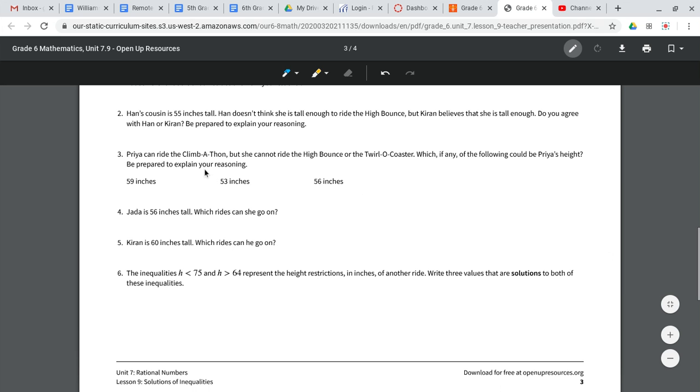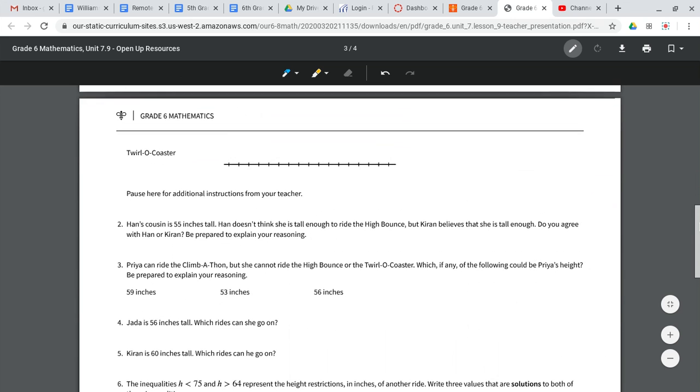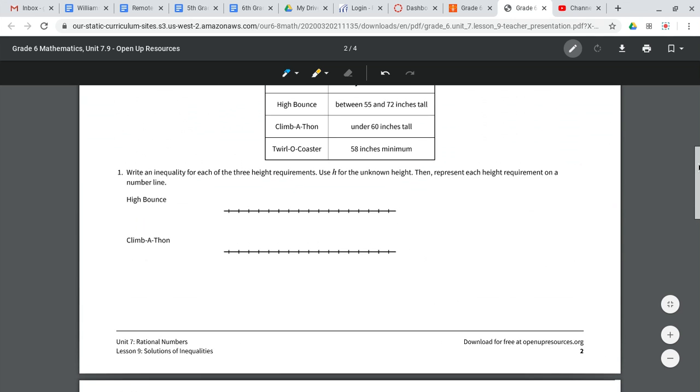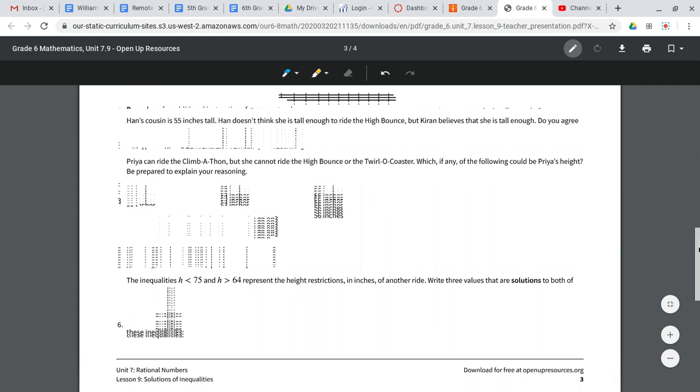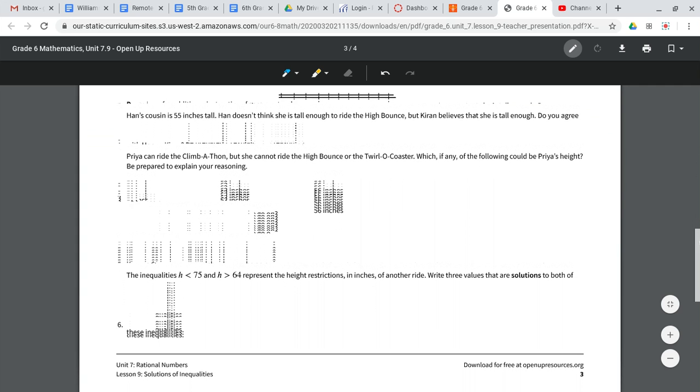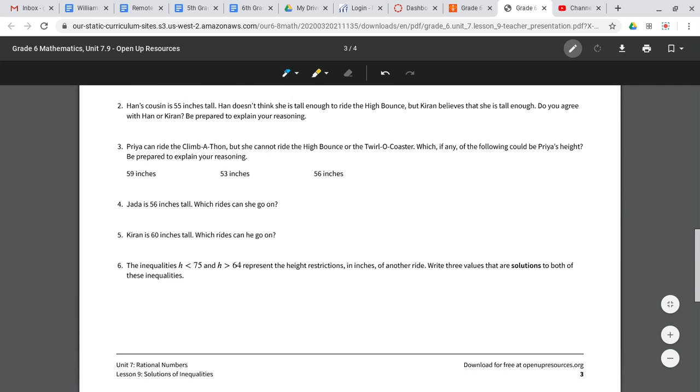So let's think. Han's cousin is 55 inches tall. So if we go back to the table and look at the requirements, and we're looking at the high bounce, they have to be between 55 and 72. So this one is kind of an interesting question. We kind of touched on it when we were doing that graph. It depends on whether you include the endpoints or not. That's based on the description. It didn't really tell us whether or not we're including endpoints. So if we include the endpoints, yes, his cousin would be tall enough. But if we don't, then his cousin wouldn't be tall enough.